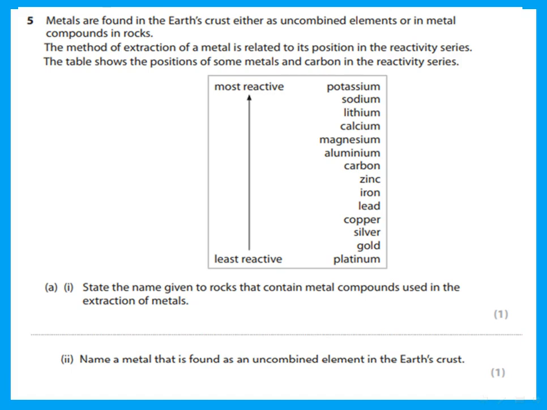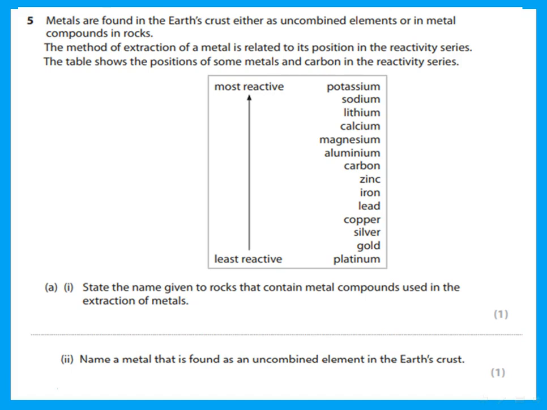Okay, question 5 says metals are found in the Earth's crust, either as uncombined elements or in metal compounds in rocks. The method of extraction of a metal is related to its position in the reactivity series. The table shows the positions of some metals and carbon in the reactivity series. So this is the order of reactivity. The one at the top is more reactive than the one below.